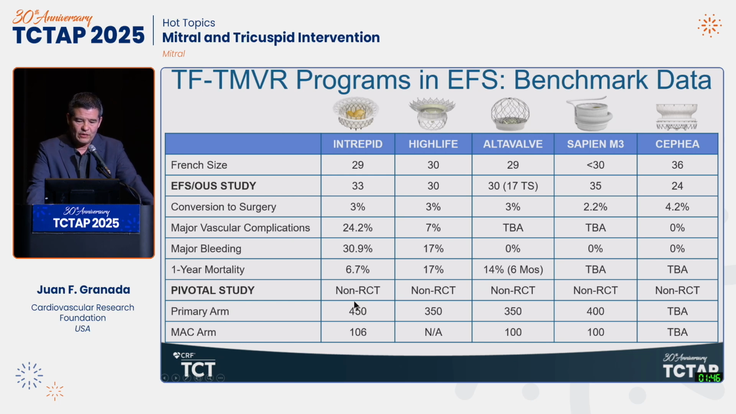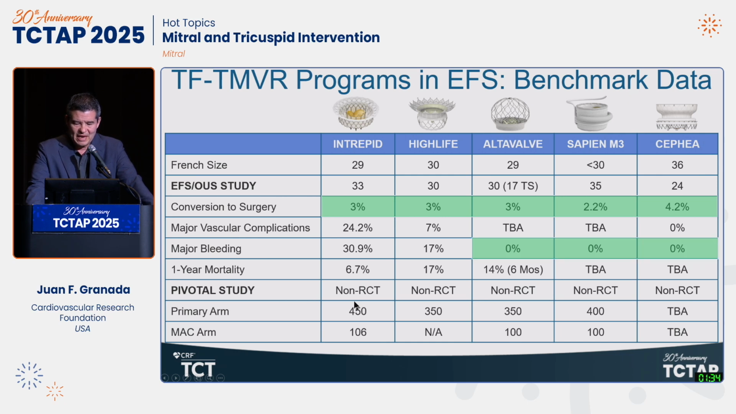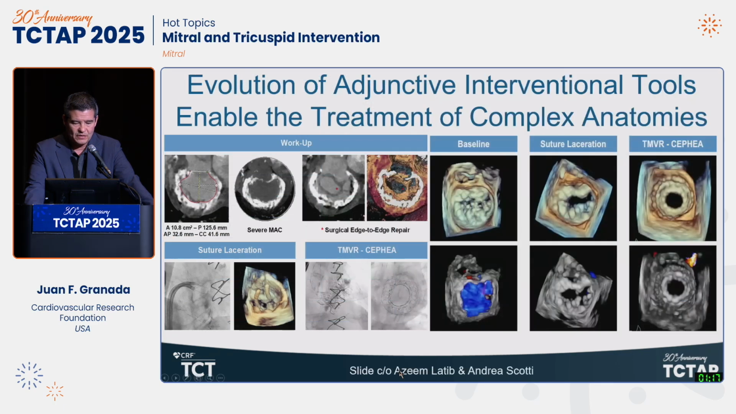This is a summary of all the EFS data that has been done in the US so far. As you can see, we already have some benchmark data in a small series, and we know conversion to surgery is between 3 to 4%. Major bleeding complications in new generation devices are very low, and mortality at 1 year continues to improve. Again, it is a small series of patients, but we have started to get this important data that is going to help plan future studies.